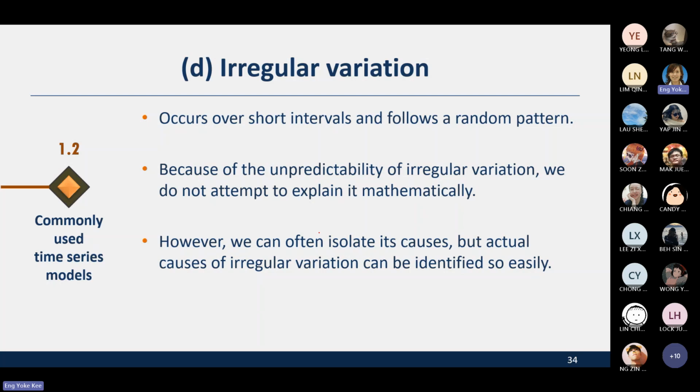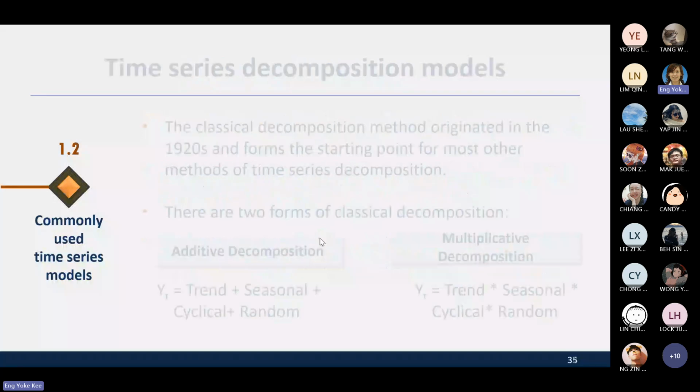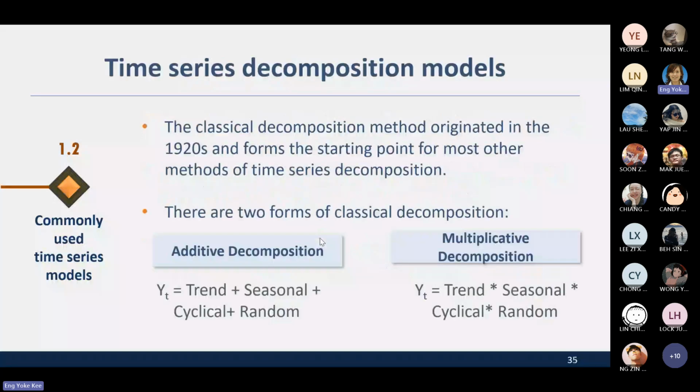So we call this the irregular variation. This irregular variation happened because of some random event. All right, so we see these 4 patterns already, ranging from trend, seasonal pattern, cyclical pattern, and irregular pattern.